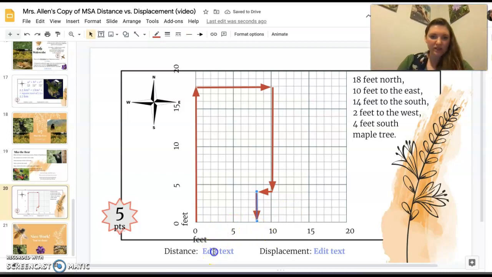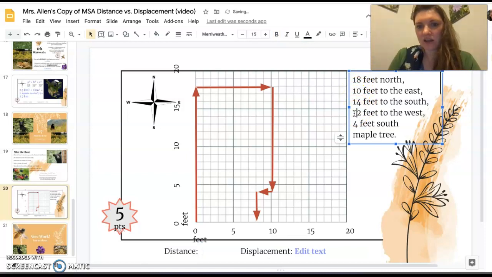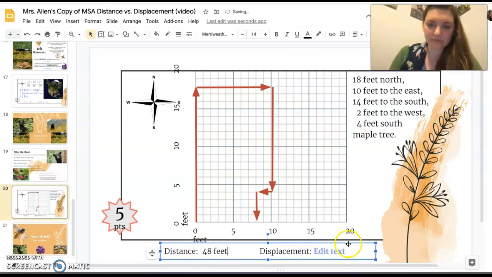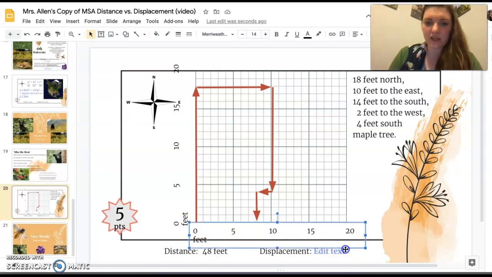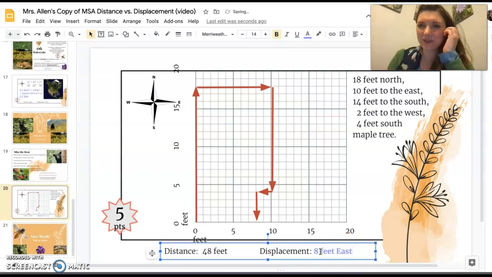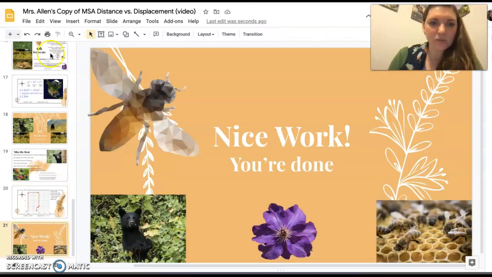Okay, so the distance that the bear traveled is 18 feet plus 10 feet plus 14 feet plus 2 feet plus 4 feet, so that equals 48 feet. And the displacement is just going to be 8 feet to the east. Okay? Cool. That's that. Nice work. You're done.